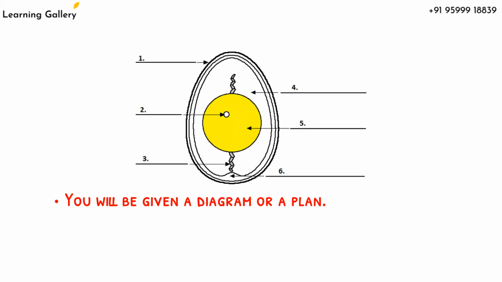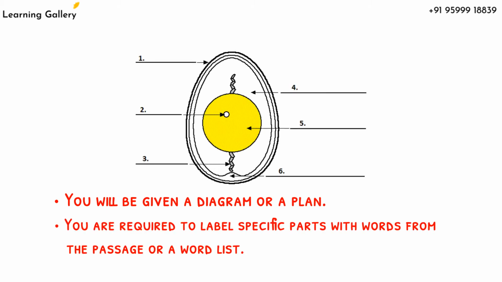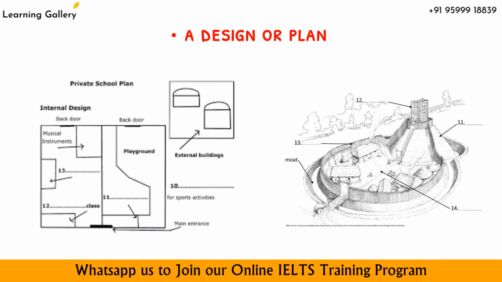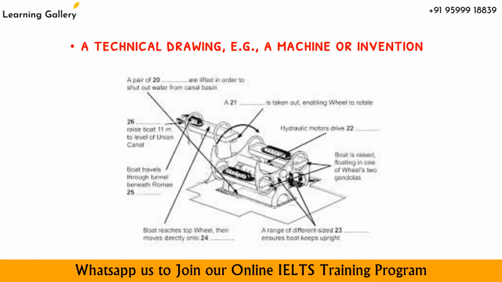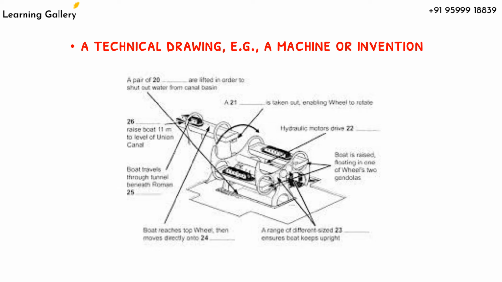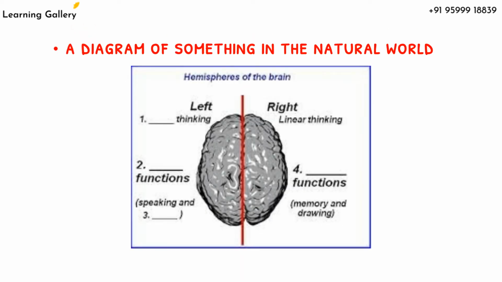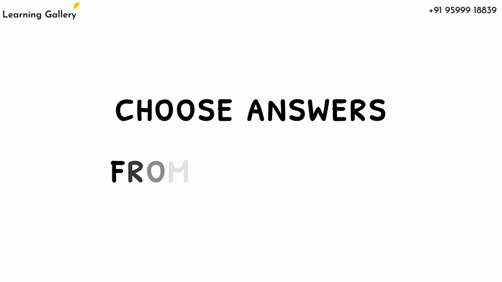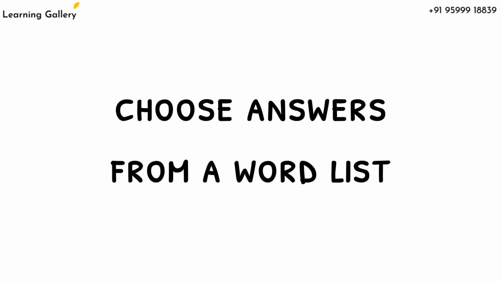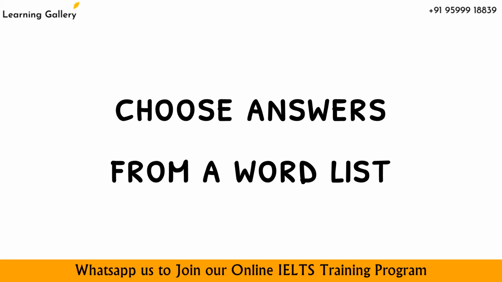You will be given a diagram or a plan. You're required to label specific parts with words from the passage or a word list. The diagram could be a design or plan, a technical drawing, for example, a machine or an invention, or maybe a diagram of something in the natural world. You might get jumbled up answers in a box. Find the relevant ones to label the diagram.